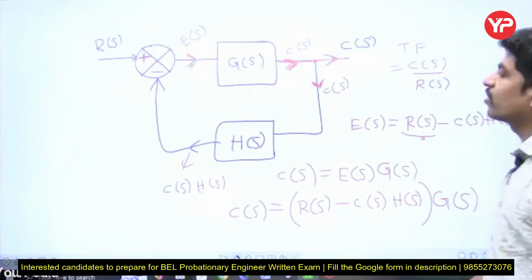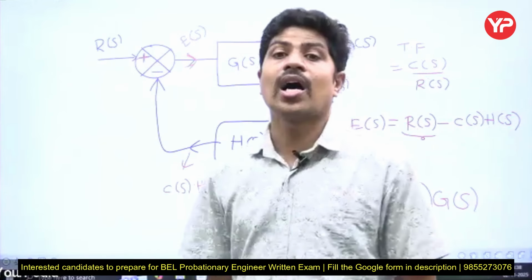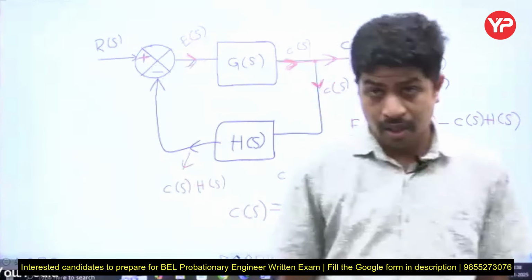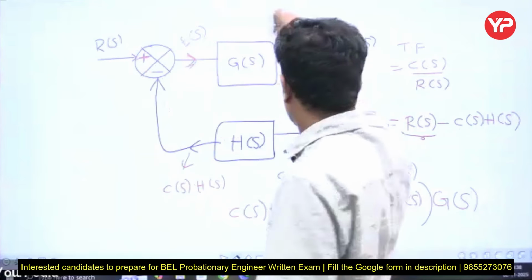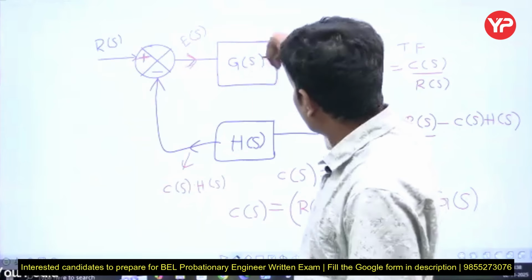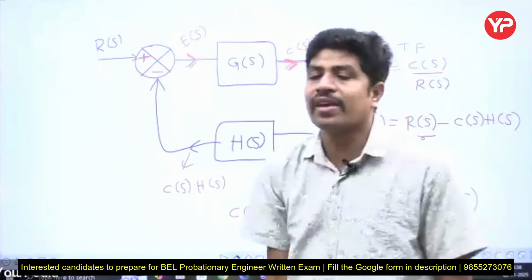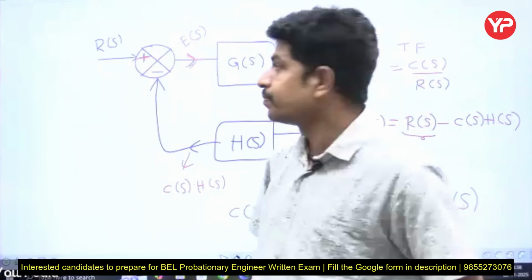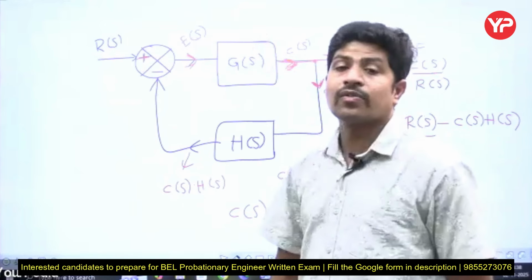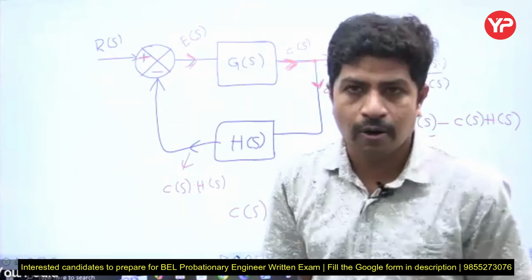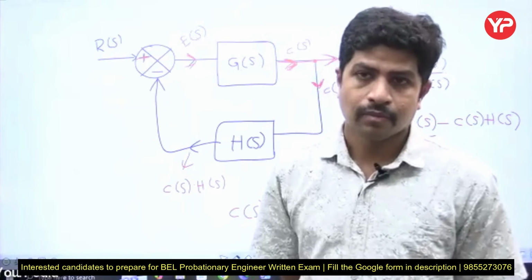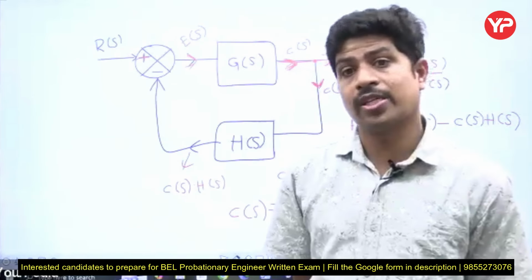Now, G of S has one fancy name. What is that? Forward path function, or forward path transfer function. Forward path means the path taken from input to output. When you are moving from input to output, the function you are encountering, R of S and C of S are not functions, they are variables. They are not system functions. When you are moving from R of S to C of S, you are encountering this G of S. That's why the path taken from input to output is called the forward path. In that path, you are encountering something in a box, and that is called the forward path function or forward path transfer function.